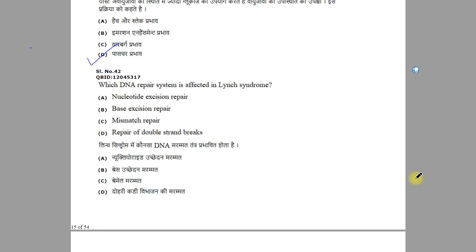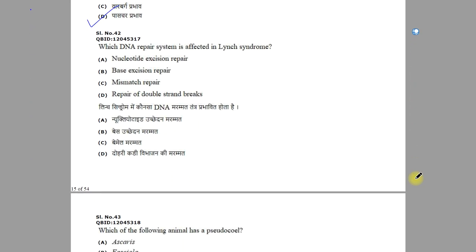Now question number 42. Which DNA repair system is affected in the Lynch syndrome? A. Nucleotide excision repair, B. Base excision repair, C. Mismatch repair, and D. Repair of double strand breaks. The option C, the mismatch repair, is correct. The individuals who have the Lynch syndrome have a mutation in the DNA mismatch repair system.